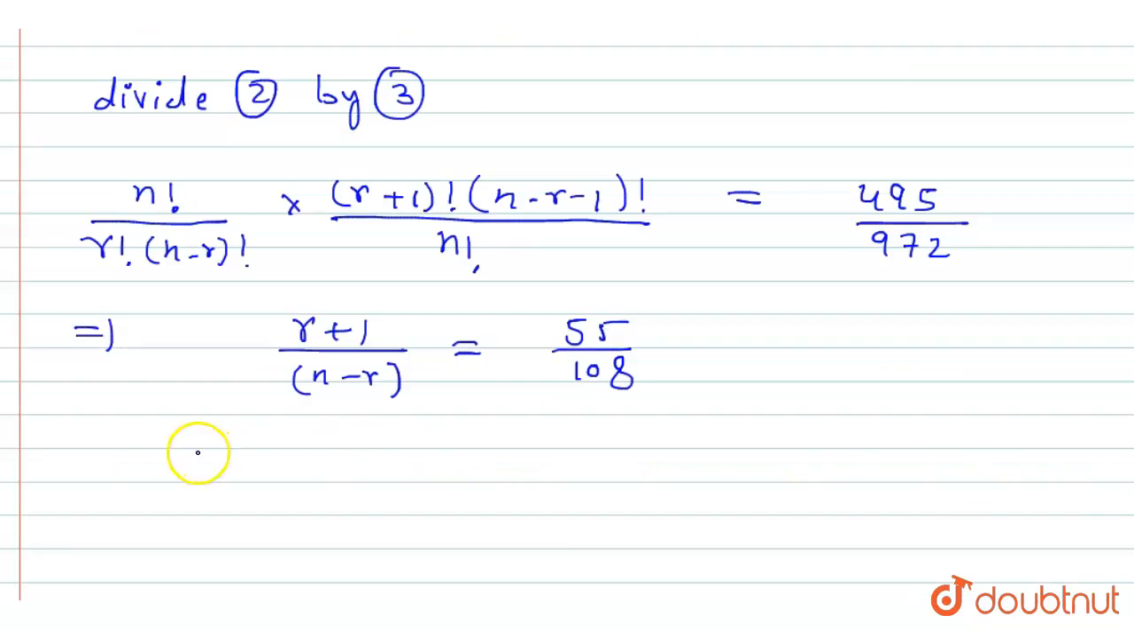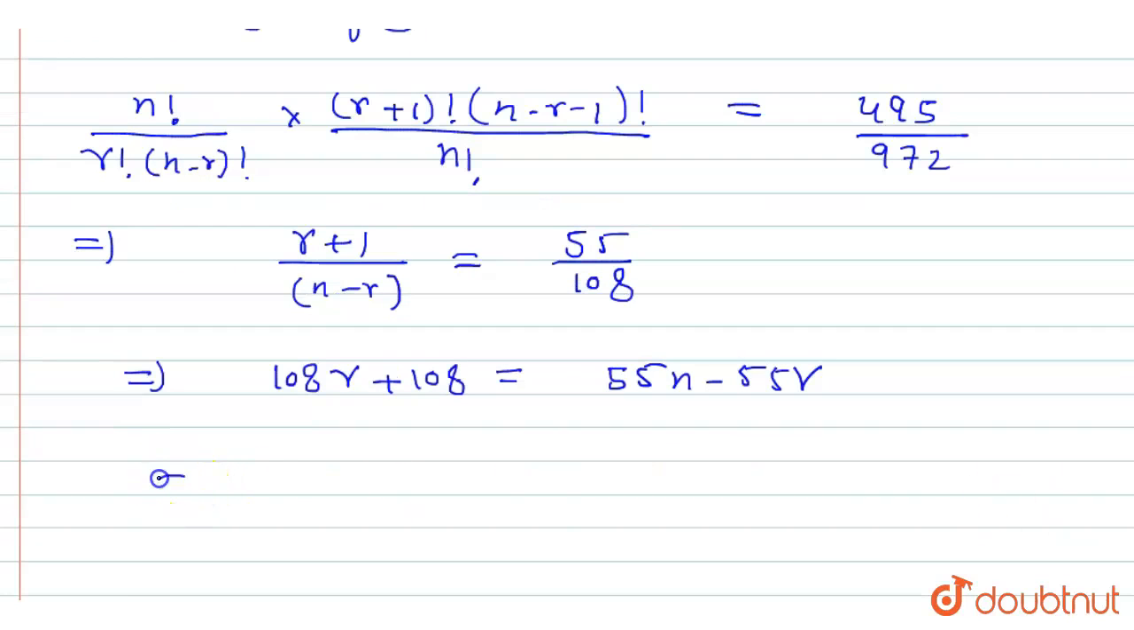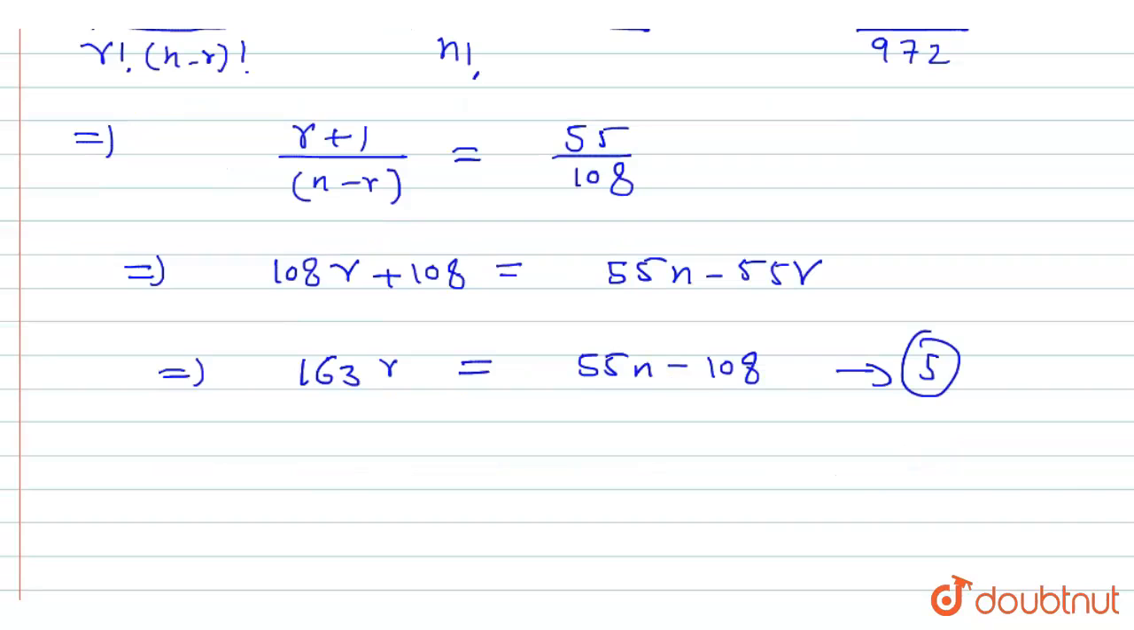Now we cross multiply: 108r plus 108 equals 55n minus 55r. So 108r plus 55r is 163r, and this equals 55n minus 108. This is our equation number 5. Now we will solve equations 4 and 5.